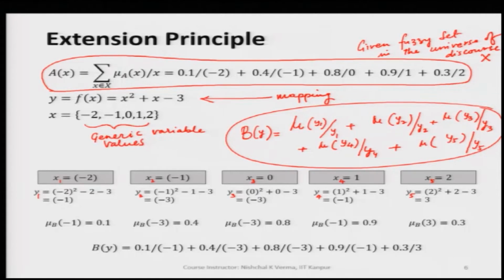And please understand that here, this is mu x1, mu x2, mu x3, mu x4, mu x5. So, when we substitute the values of mu x1, mu x2, mu x3, mu x4, mu x5 and y1, y2, y3, y4, y5, we get this equation. So, this means we get a transformed set like this. The transformed fuzzy set is the B of y fuzzy set.